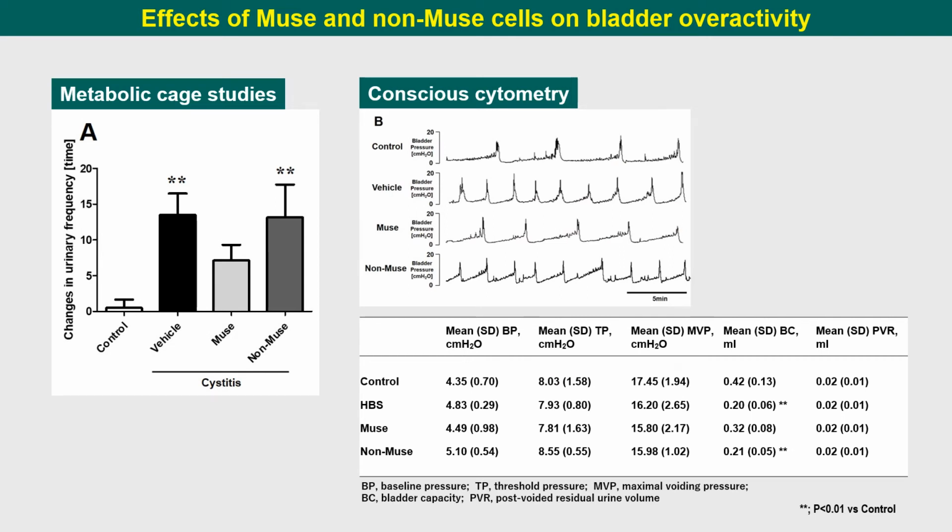There were significant increases in urinary frequency in the vehicle and non-Muse groups, but not in the Muse group, compared with controls in metabolic cage studies. In cystometrograms, bladder capacity was significantly decreased in the vehicle and non-Muse groups, but not in the Muse group, compared with controls.